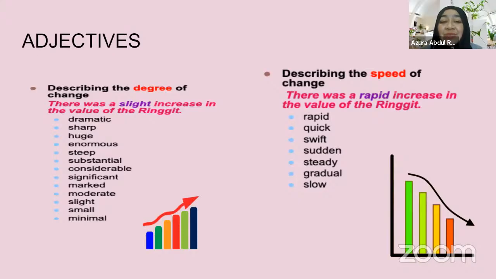Okay, so one describes a degree of change, the other one describes the speed of change. Okay, don't get these mixed up. All right, so the speed will only come when there is a dynamic graph with time involved.